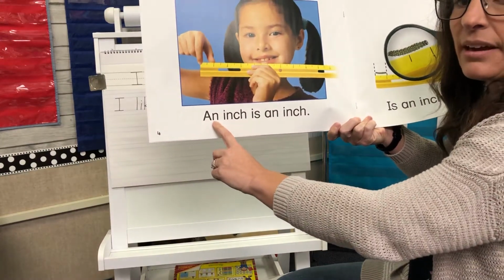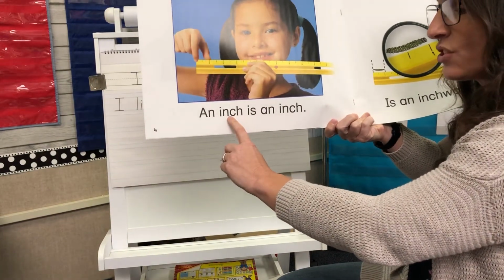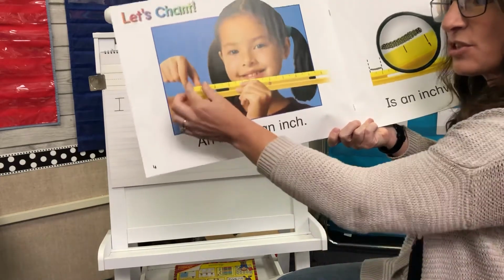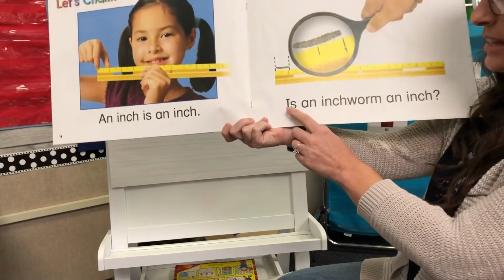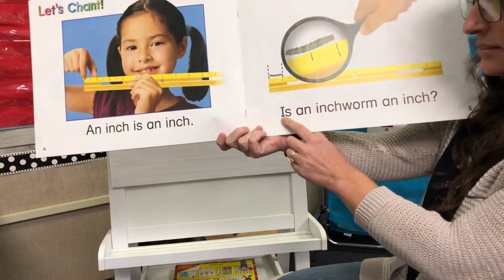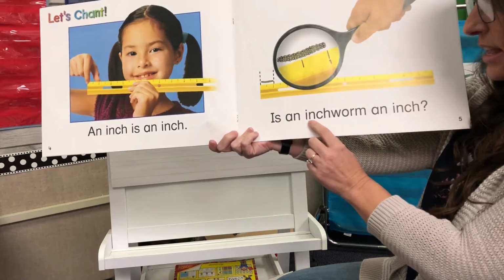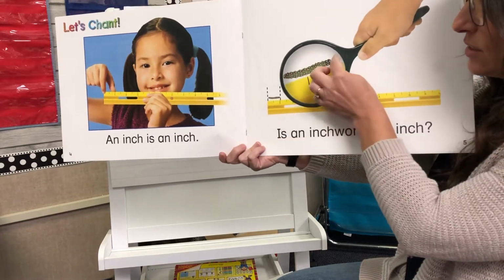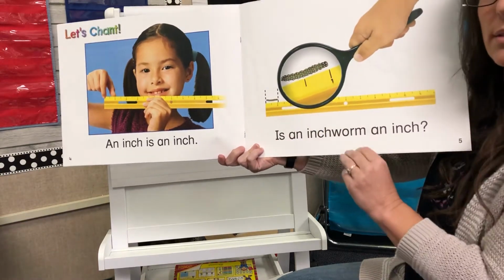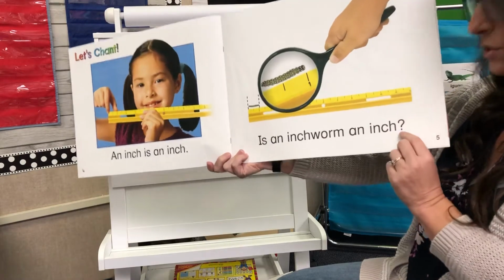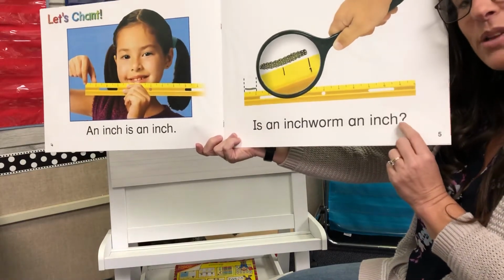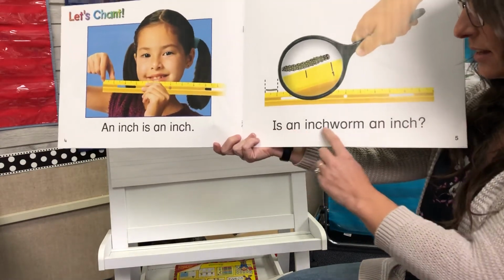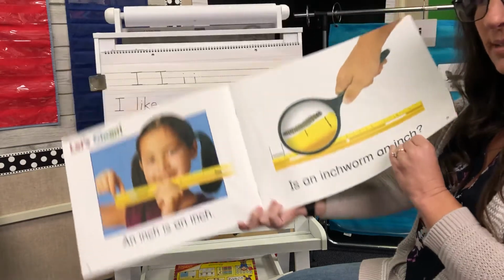A-N spells an. An inch is an inch. She's showing you what an inch looks like on that. Is an inchworm an inch? So is an inchworm an inch long? Now, do you notice this mark right here? That's a question mark. It means they're asking a question. See how it says, is an inchworm an inch? They're asking a question.